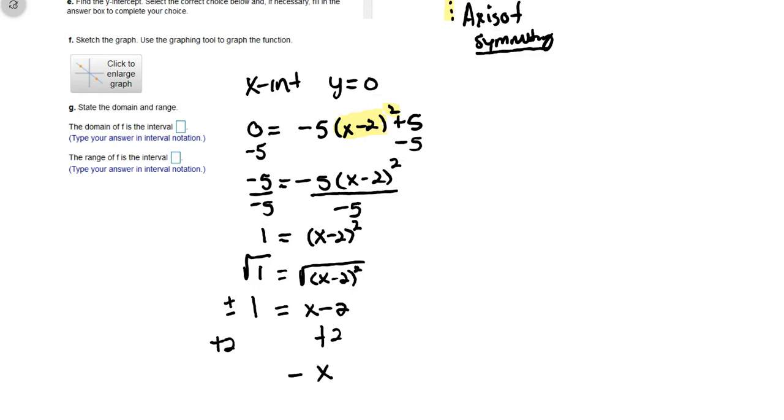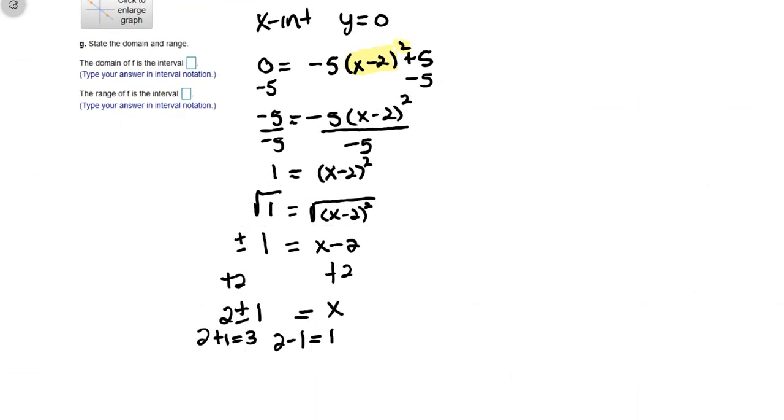And that's going to give me x equals 2 plus or minus 1. 2 plus 1 gives me 3, and 2 minus 1 gives me 1. So those are my x-intercepts. X equals 3 and x equals 1.